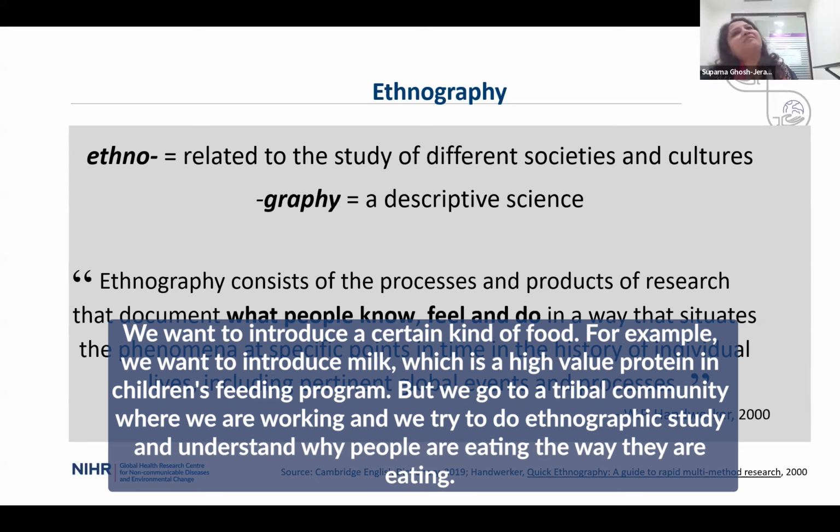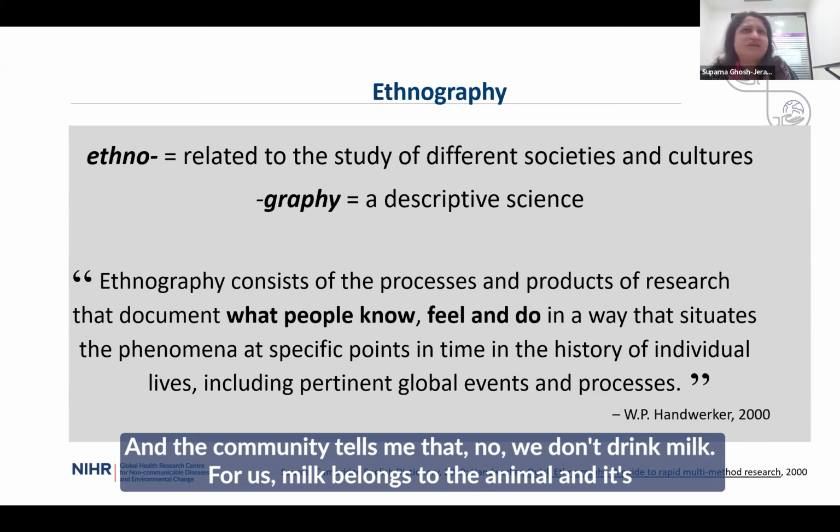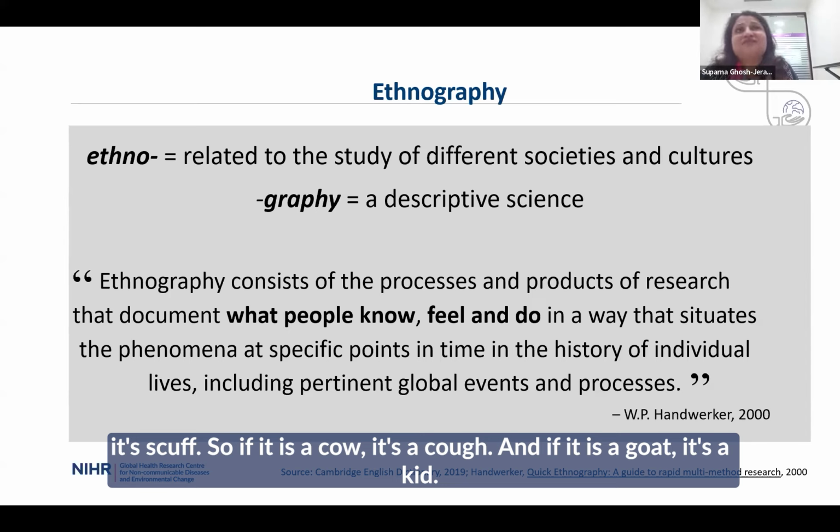But we go to a tribal community where we are working and we try to do an ethnographic study and understand why people are eating the way they are eating. And the community tells me that no, we don't drink milk. For us, milk belongs to the animal and its calf. So if it is a cow, it's a calf. And if it is a goat, it's a kid. So we don't drink their milk.